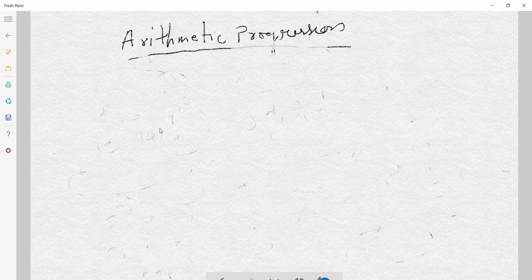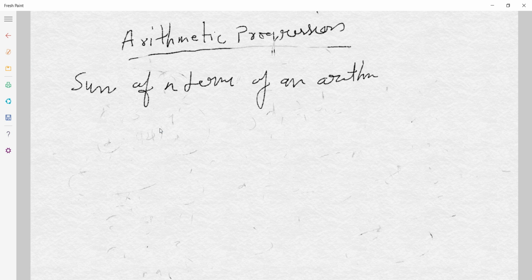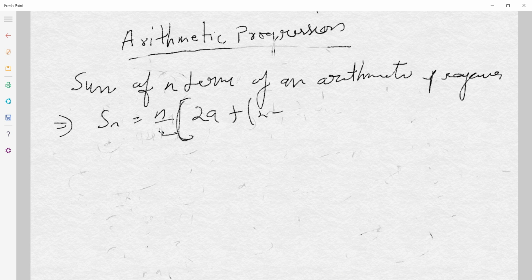All right, okay. So we're going to talk about the sum of n terms of an arithmetic progression, that equals, let's say, Sn equals n by 2 times (2a plus (n minus 1) d), where a is the first term, d is the common difference, and n is the number of terms. So that's how you actually calculate it.